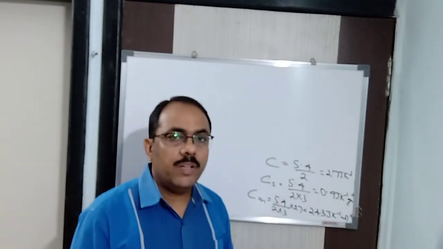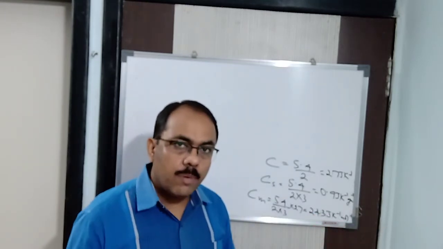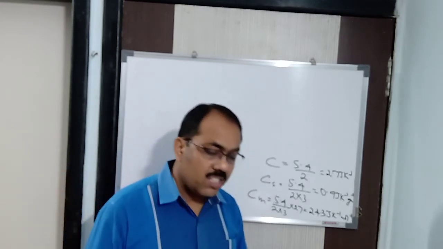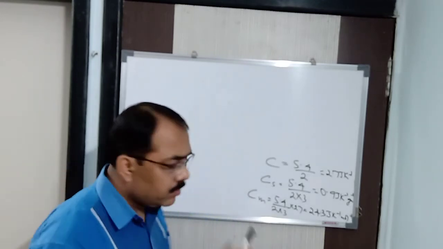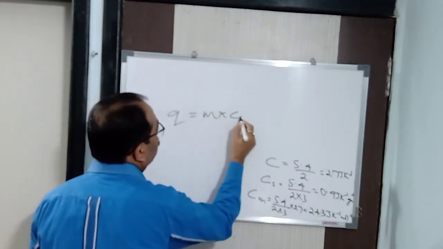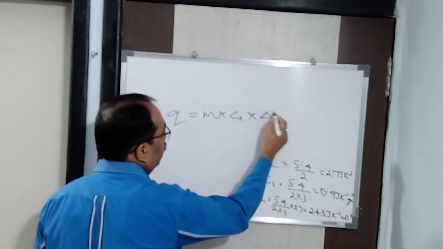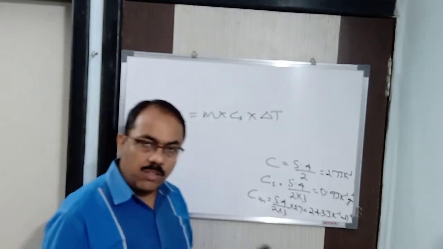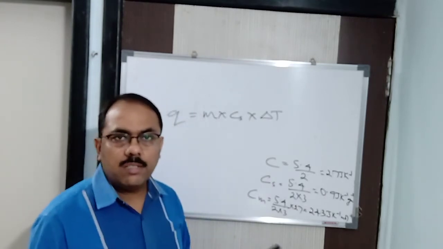So the principle of calorimetry says that the amount of heat lost by a particular substance is equal to the amount of heat gained by a particular substance. Now the question is how to find the heat. Q is equal to m into Cs, the specific capacity, into delta T. That is T2 minus T1, final minus initial.